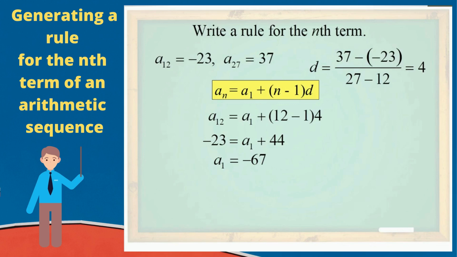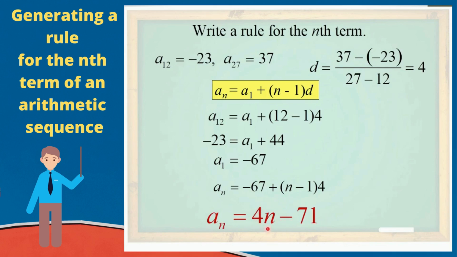So to write a rule for the nth term in this particular sequence, use the general rule again and substitute all the given values. So a sub n is equal to negative 67 plus the quantity of n minus 1 times 4. Simplifying it further, we have a sub n equals 4n minus 71.